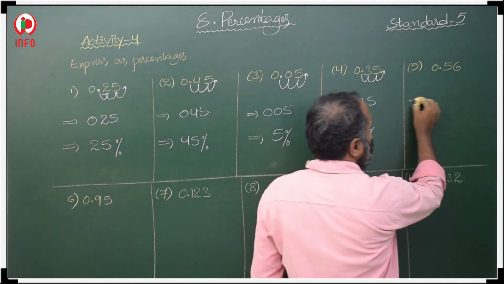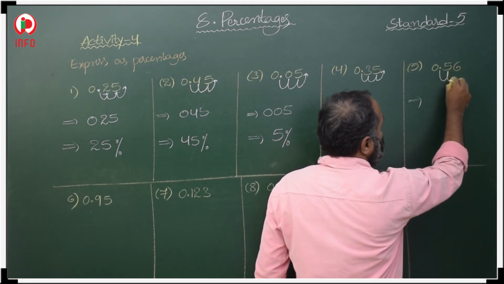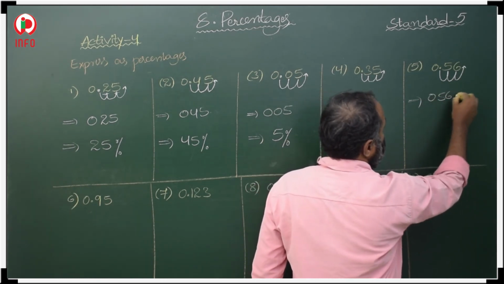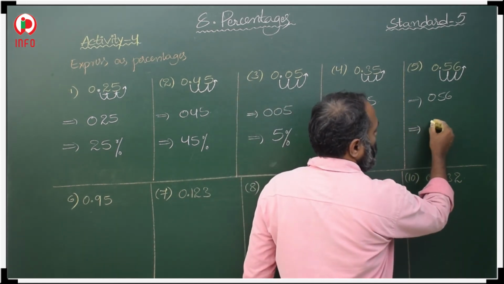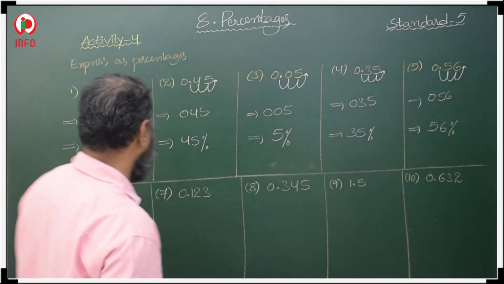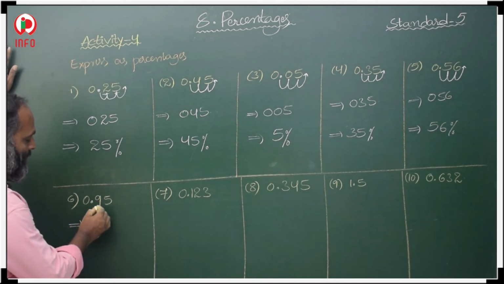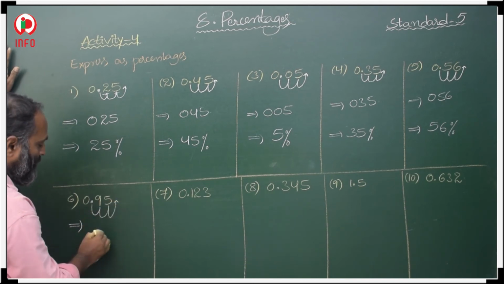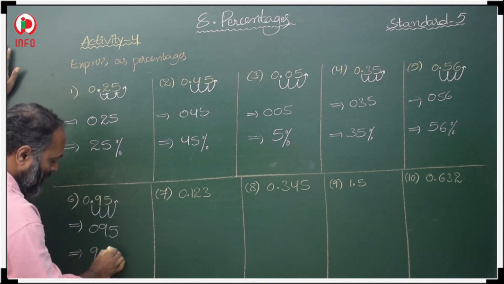Here also we have to move our decimal point after 2 digits from left to right. First place, second place, after the second place we have to keep the point. Then 056, no need to take that point. Why? Because after 6 no numeral is given. So 56%. Now here also we move our decimal point after 2 digits from left to right. First place, second place, here it will come 095, that means 95%.